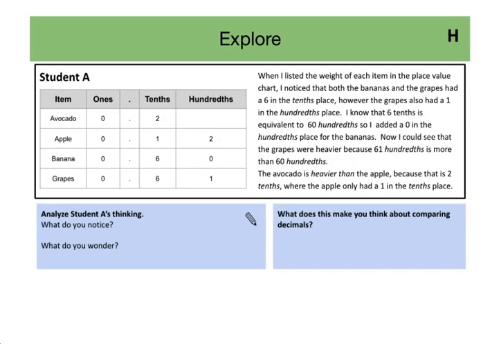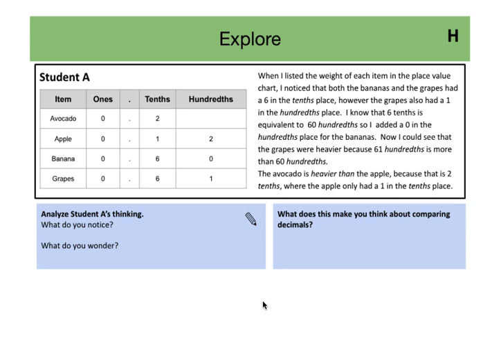So here is a sample from student A, and you'll see that they've completed the values similar to what we did. And they've also written down what they did and why they did it. They wrote, when I listed the weight of each item in the place value chart, I noticed that both the bananas and the grapes had a 6 in the tenths place. However, the grapes also had a 1 in the hundredths place. I know that 6/10 is equivalent to 60/100, so I added a 0 in the hundredths place for the bananas. Now I could see that the grapes were heavier because 61/100 is more than 60/100.